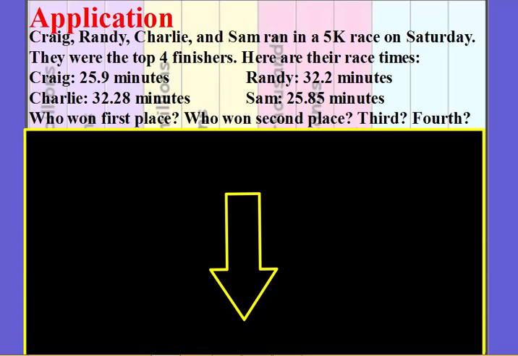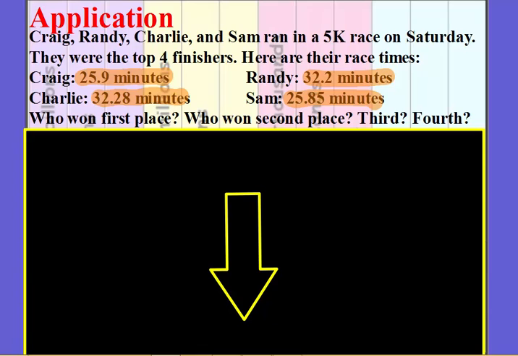Application. Craig, Randy, Charlie, and Sam ran in a 5K, 5-kilometer race on Saturday. They were the top 4 finishers. Here are their race times. So we see it took Craig 25.9 minutes, Charlie was 32 and 28 hundredths, Randy was 32 and 2 tenths, and Sam was 25.85 minutes. Who won first, second, or third? And my last one is that 4th place.